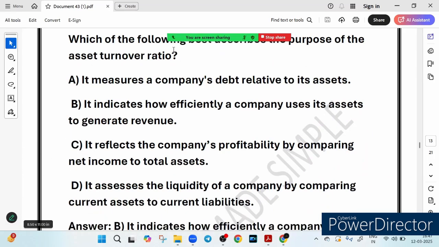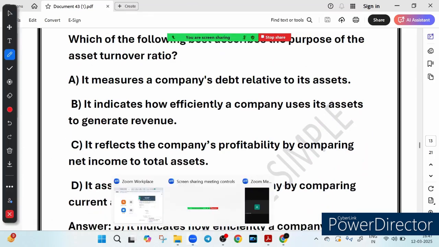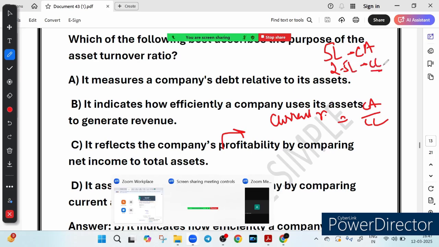Option D suggests it assesses the liquidity of company by comparing current asset to current liability. So this is called current ratio, which is CA upon CL, current asset upon current liability. For example, if a company has 5 lakh in current asset and 2.5 lakh in current liability, so its current ratio will be how much? Its current ratio will be 2, which means it has twice the asset needed to cover short-term debt. So this measures liquidity, not efficiency. So option D is incorrect.